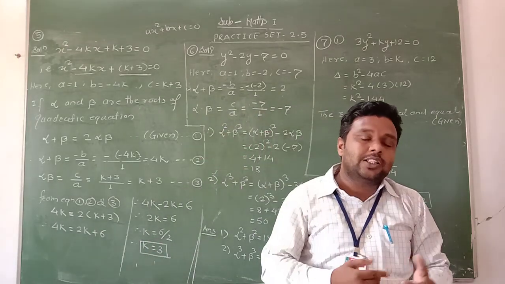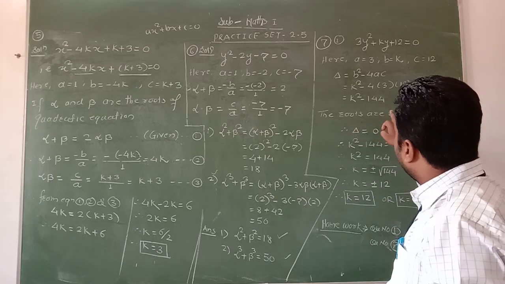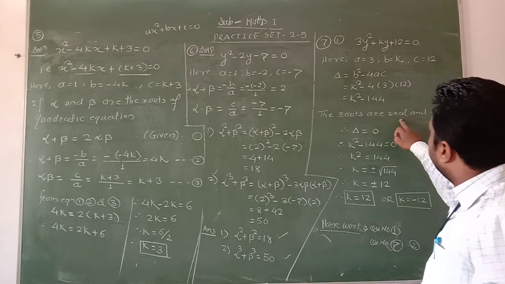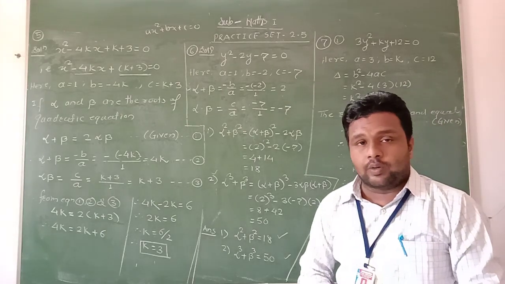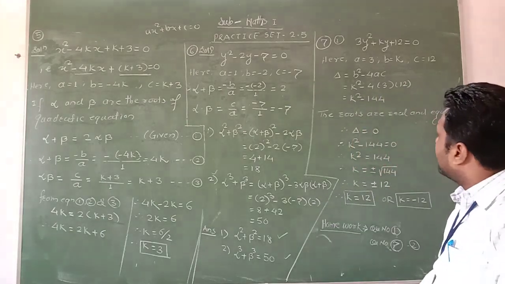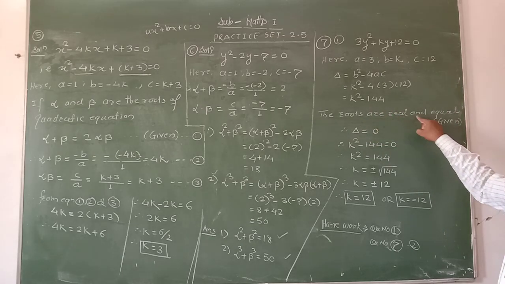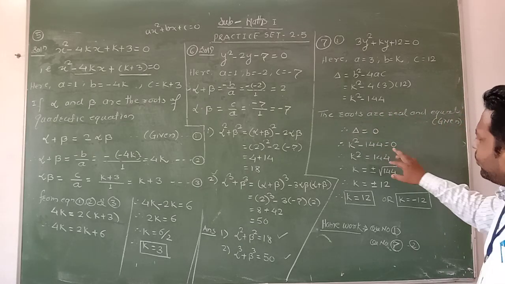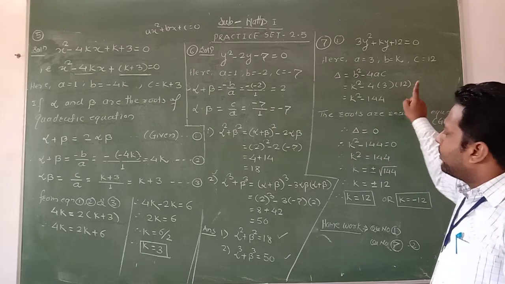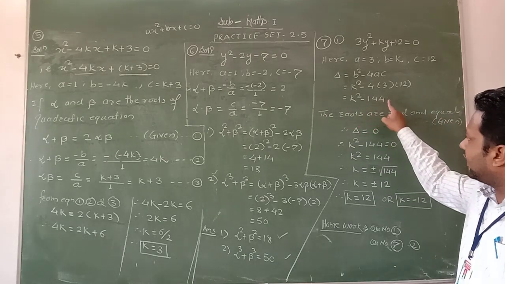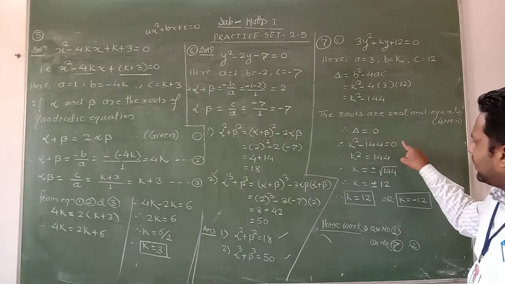Now what is the condition given in this question? The condition is that the roots of these quadratic equations are real and equal. And we know the condition for real and equal roots is delta is equal to 0. The value of discriminant is equal to 0 in the condition of real and equal roots. Therefore here we write delta is equal to 0. We already found the value of delta, that is k square minus 144. Here we put k square minus 144 is equal to 0.